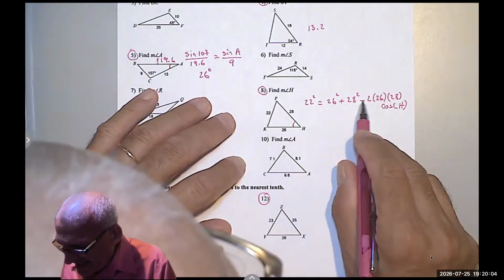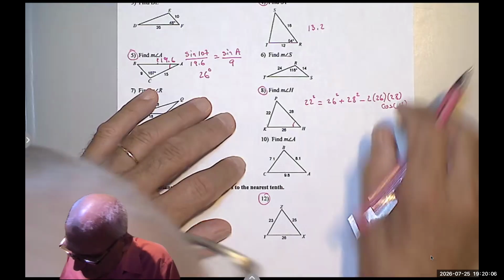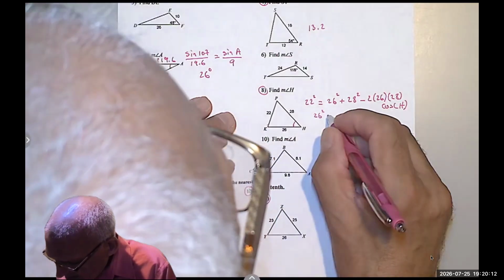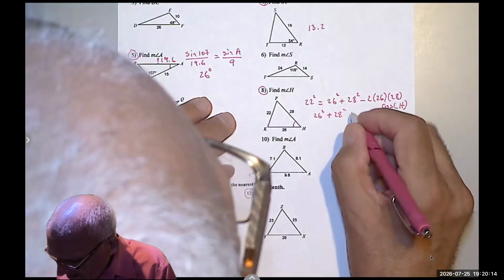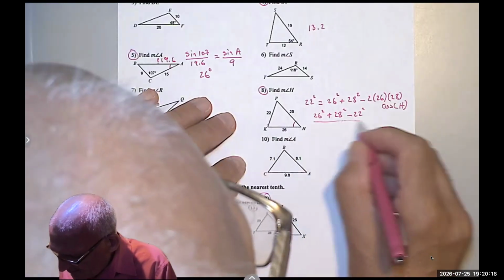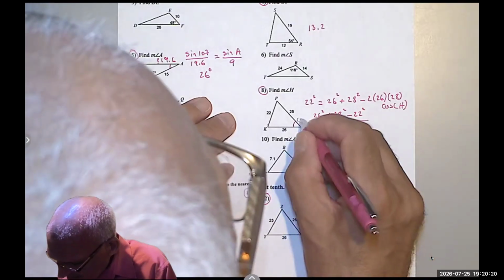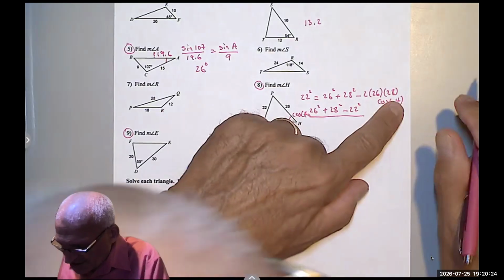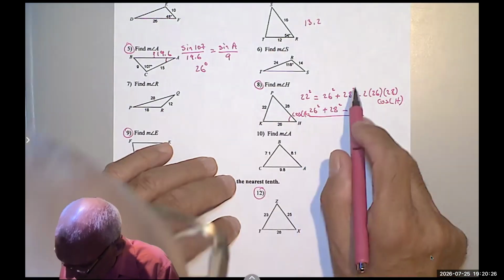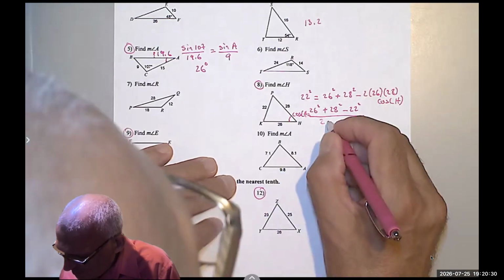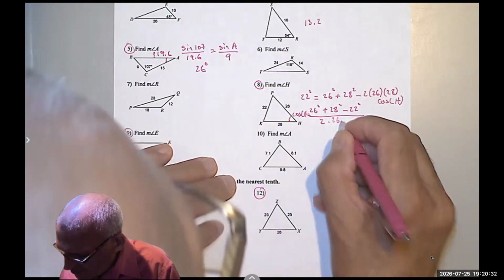When I solve for this, this is negative. So if I move this to the other side and bring this here, I will get 26 squared plus 28 squared minus 22 squared. Then I divide to get cos H equals 26 squared plus 28 squared minus 22 squared divided by 2 times 26 times 28.